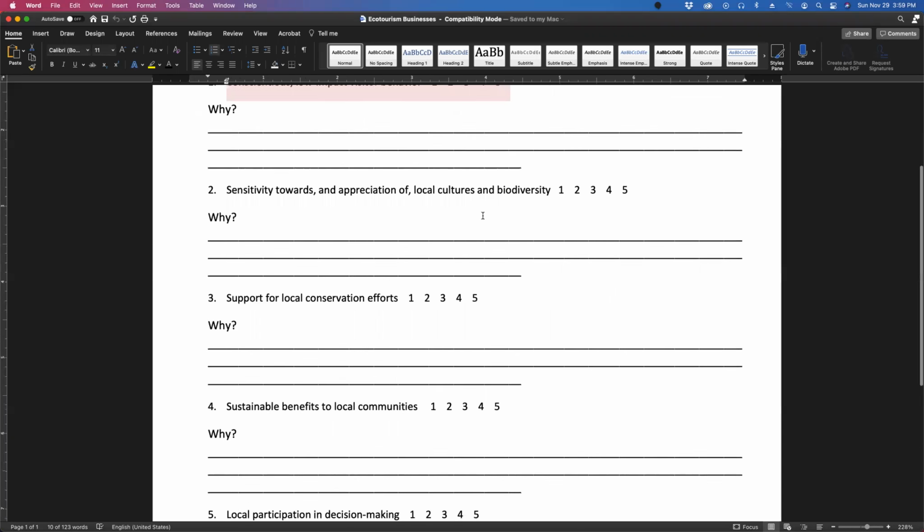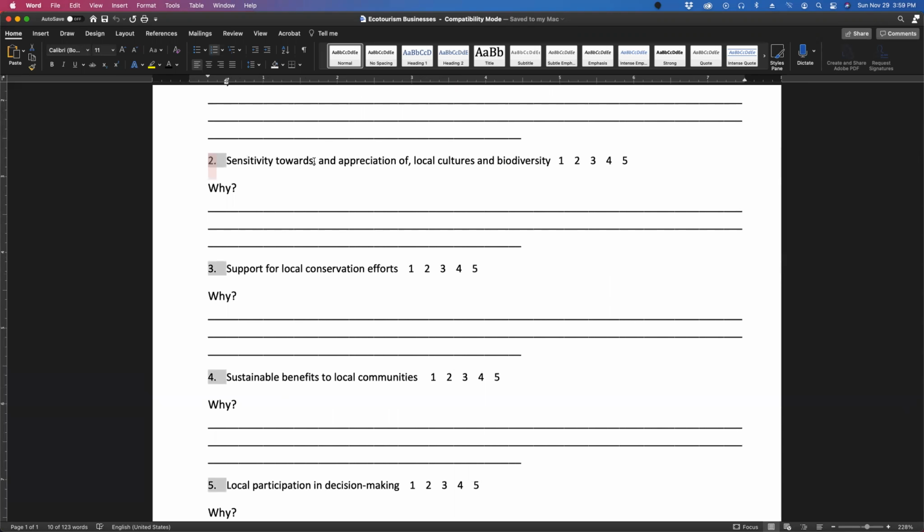On to question number 2: sensitivity towards and appreciation of local cultures and biodiversity. So we're looking at the societies and cultures on one side, and biodiversity on the other, which is how the societies and cultures are going to be affecting or working with the biodiversity. We've covered that enough this quarter. I don't need to explain it any further.